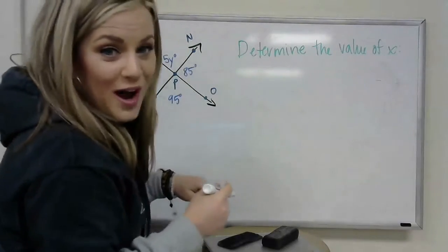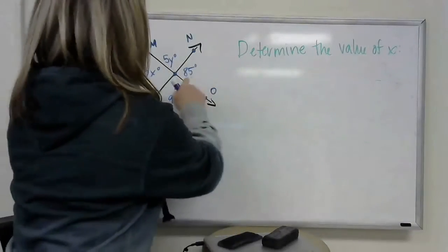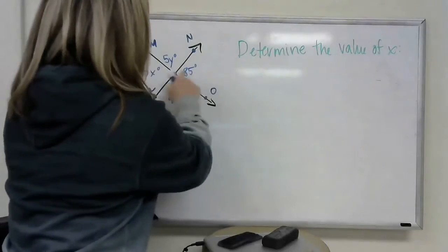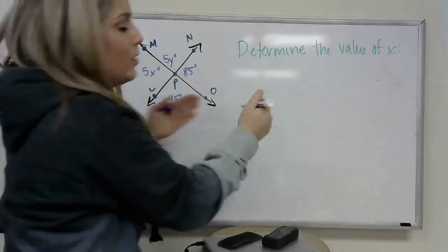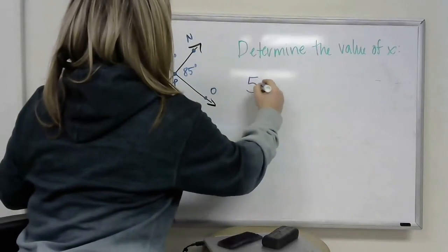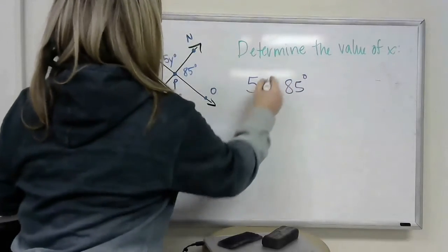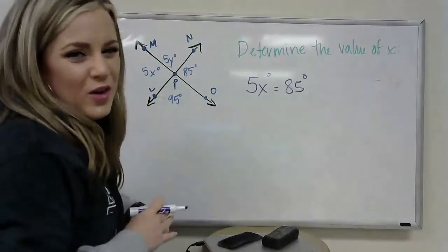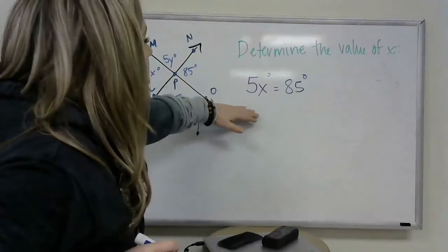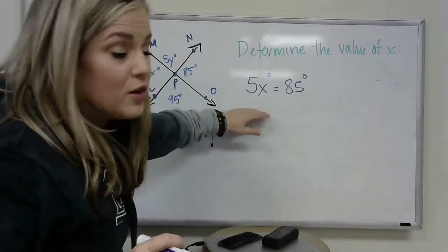Because next we're doing y. Okay, so look, 5x is going to be equal to 85. We know because they're congruent, right? We know they're equal. So we know 5x is equal to 85 degrees, right? And I'm not picky about the degrees. Okay, so we know how to solve for x.